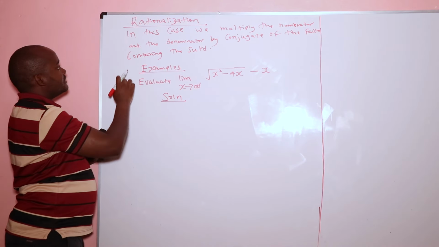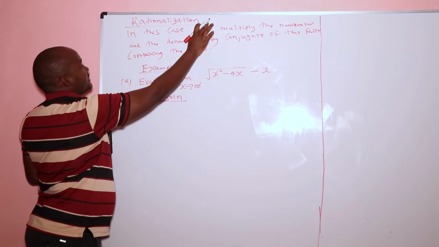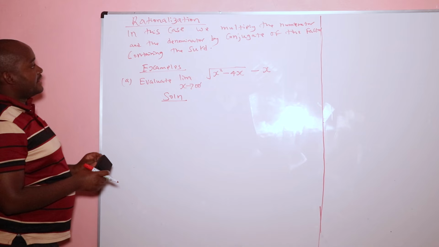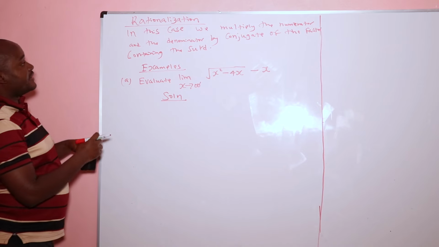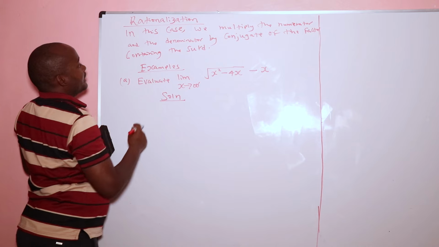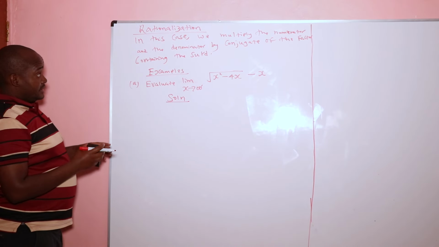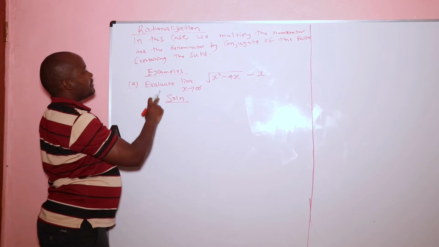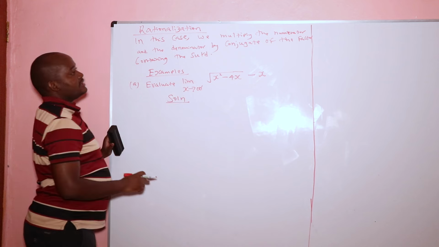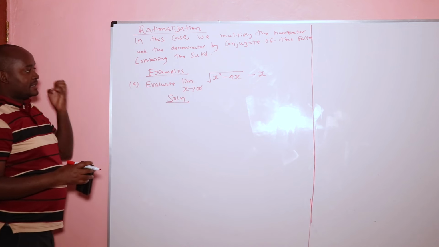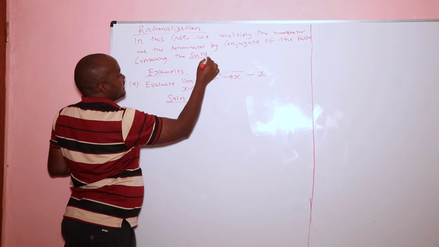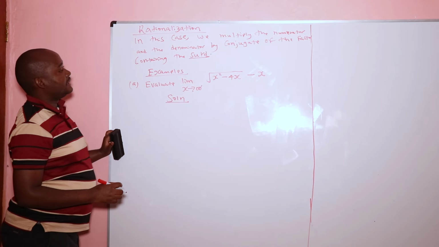So the next technique of evaluating limits is what we call rationalization. This will be applied whenever we have functions with surds. Whenever we realize that the functions involved have surds in them, what happens in this particular case is we multiply both the numerator and the denominator by the conjugate of the factor containing the surd. The surd could be in the numerator or the denominator. But now, what is this surd? A surd is simply defined as an irrational root of a rational number.